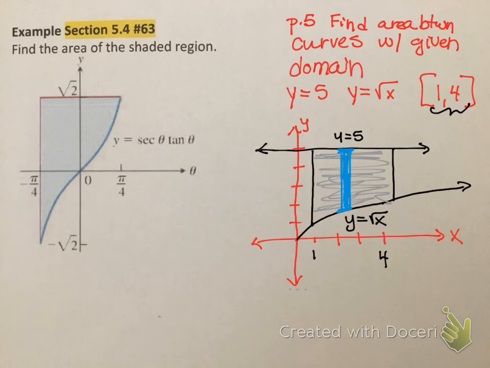You've got those steps of what I do early on. And now let's set up an integral. Let's talk about our boundaries, our upper and lower limits of integration. We're going from 1 to 4. My upper curve is 5. My lower curve is rad x. We are integrating with respect to x.